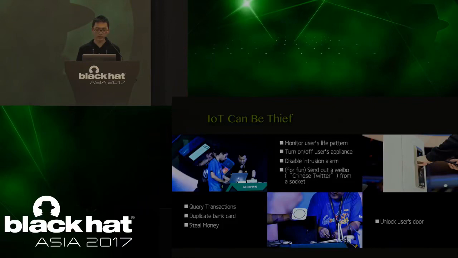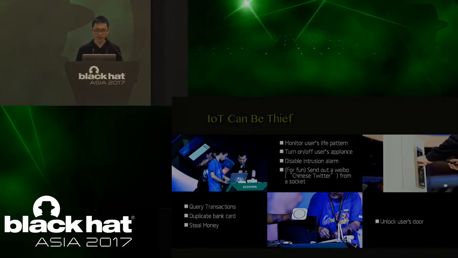And he can get the token of the card holder. They can use the token within 24 hours to query transactions or steal money. Even more, they can duplicate the bank card with magnetic stripe.